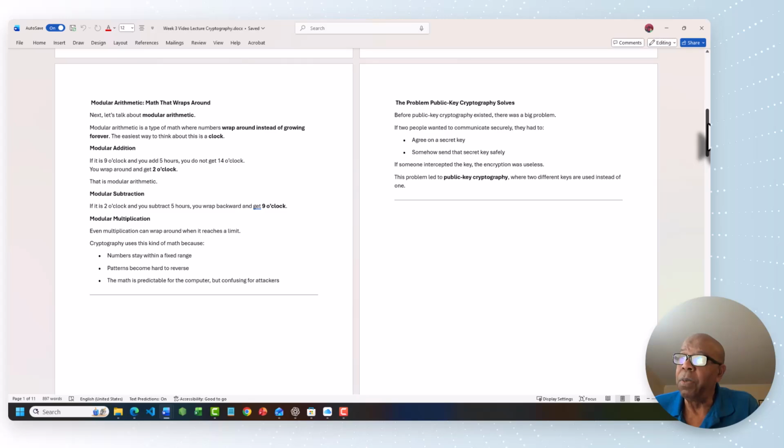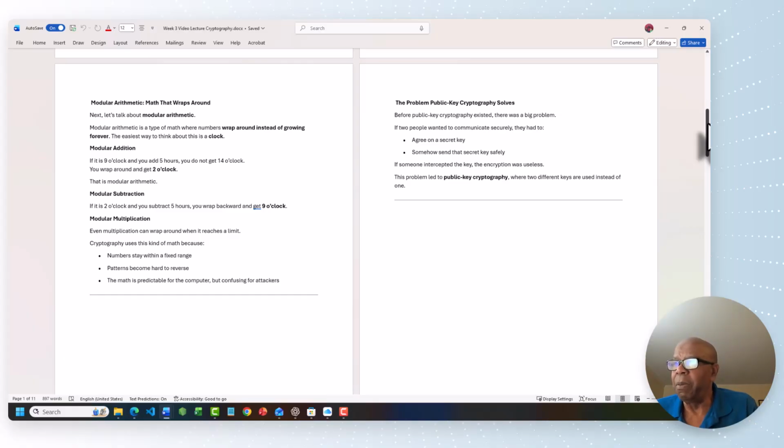We have modular addition. If it's 9 o'clock and you add 5 hours, you get 14 o'clock. You wrap around, and that's really 2 o'clock. Even though in military time you'll see terms like 1200, 1300, 1400, which is an attempt not to wrap around, it's used very much in the military. There's also modular subtraction and modular multiplication. In multiplication, you wrap around when it reaches a limit.